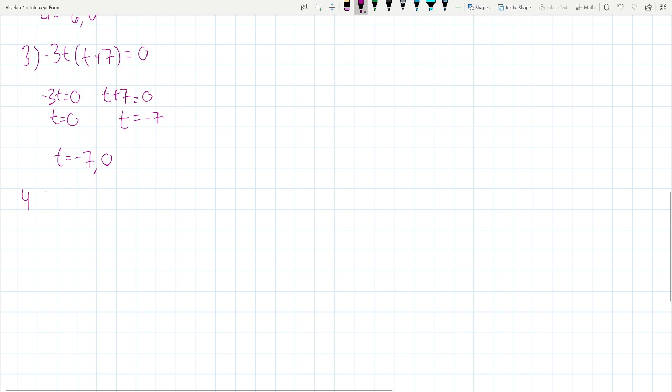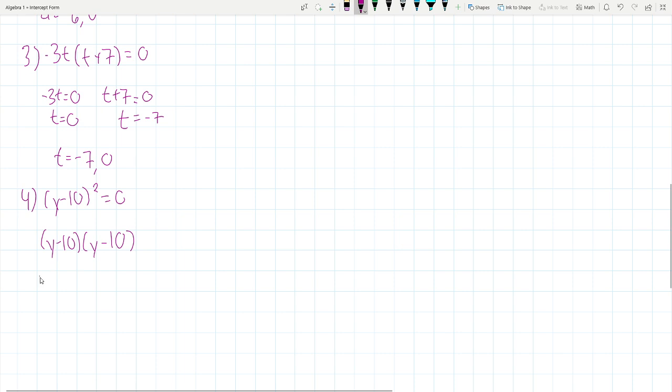Number 4 is a little different. We have y minus 10 squared equals 0. This one looks a little bit different, doesn't it? It has this squared on it, and what does that really mean? Well, that squared really means that we have y minus 10 times y minus 10. That's what squared means, you just multiply the thing by itself. So we multiply y minus 10 by y minus 10.